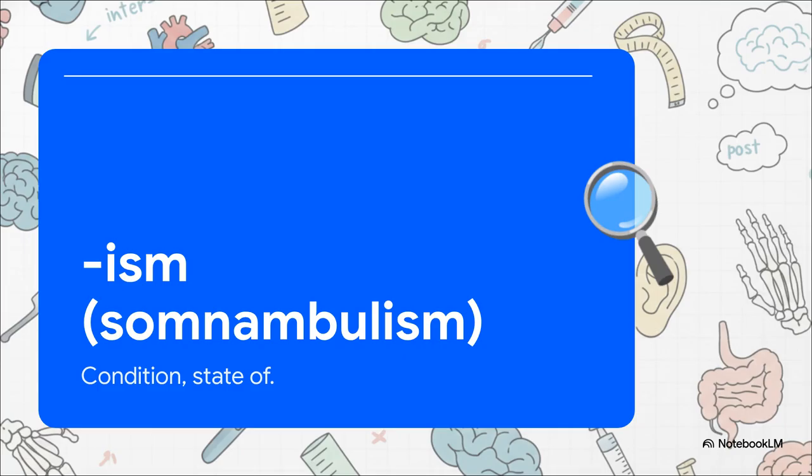And this brilliantly illustrates another way to describe a condition, ism. This suffix means condition or state of. Look at this really fascinating example, somnambulism. It's a complex-looking word, for sure, but with your new skills, it's actually pretty easy. It's simply the condition or state of sleepwalking. It's amazing how literal this language is when you break it down into its core parts.